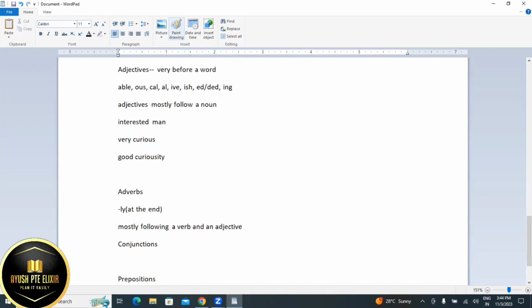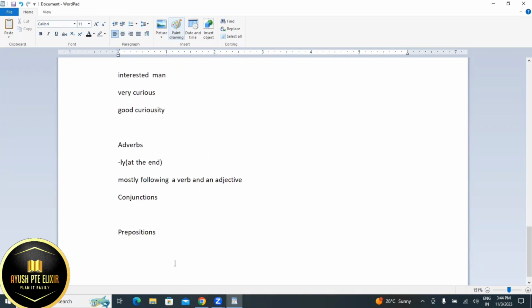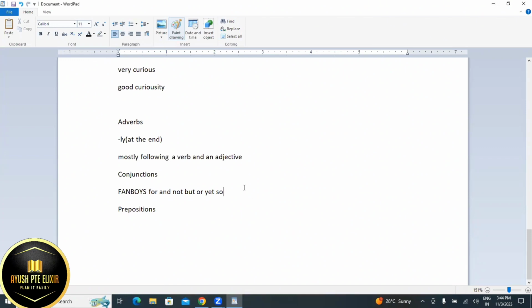And conjunctions, like obviously they are used to connect two sentences, or two words as well. Like some of the techniques that I use, it's like fanboys, where it says for and not but or yet so. And again, there can be some of the tricks like a, b, s, f. It's as, because, since, for. And sometimes we can also check it by using what, like while, however, although, and though.